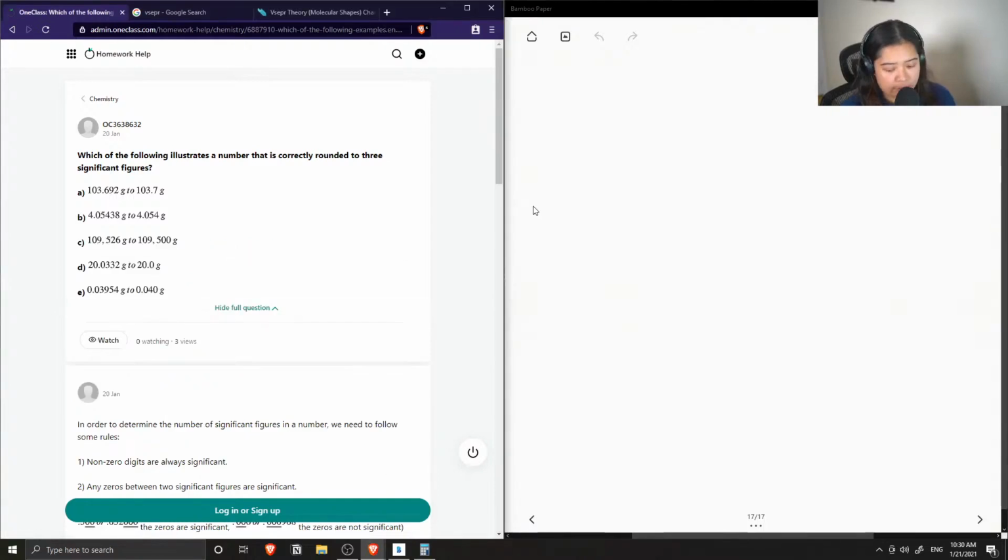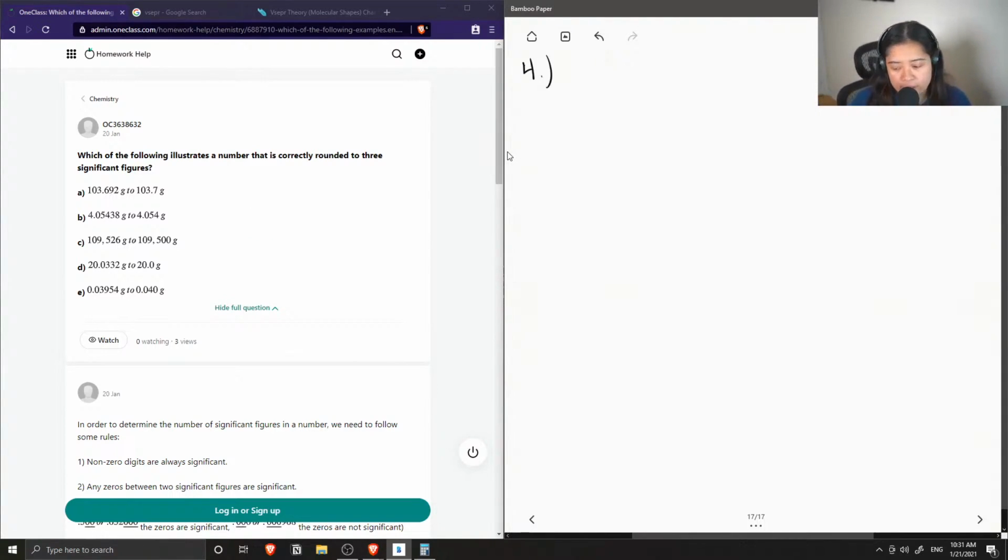Okay, so question 4. Which of the following illustrates a number that is correctly rounded to 3 significant figures? Okay, so let's first write out all the different rules in determining how we know if a figure is significant or not. So rule number 1 is pretty obvious. Non-zero digits will always be significant.